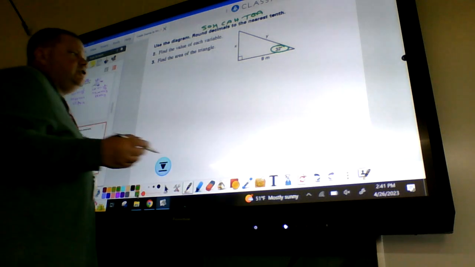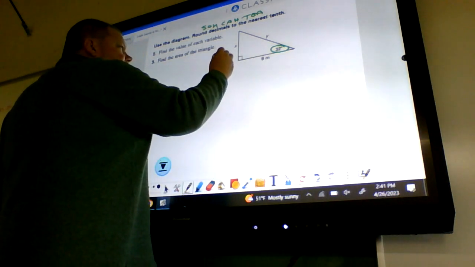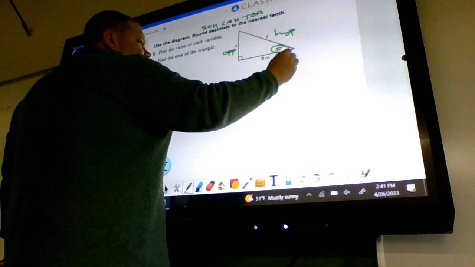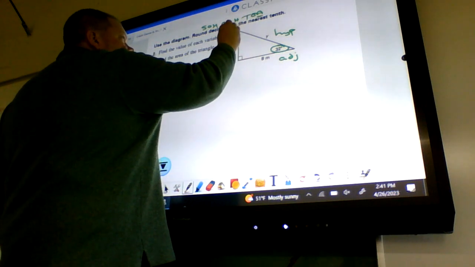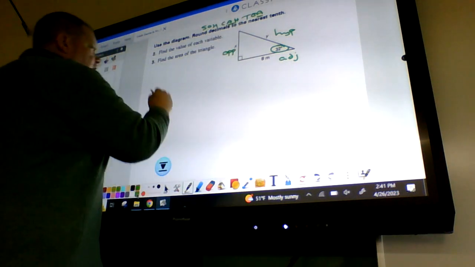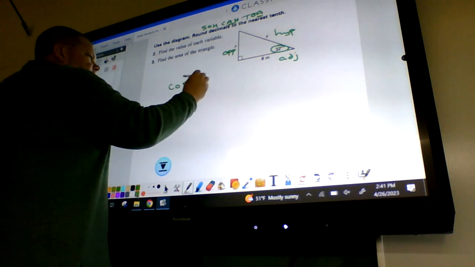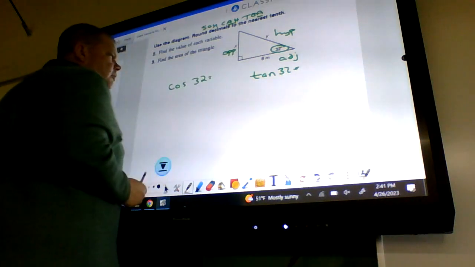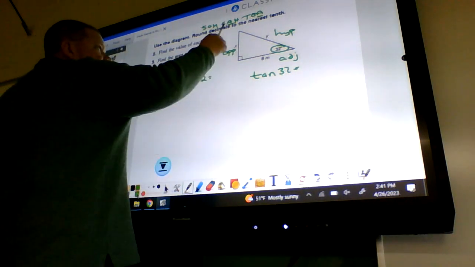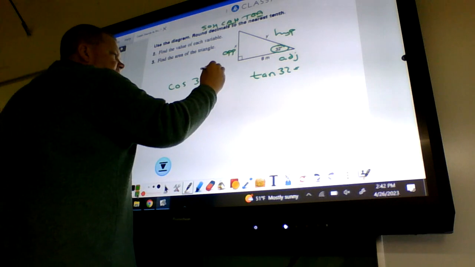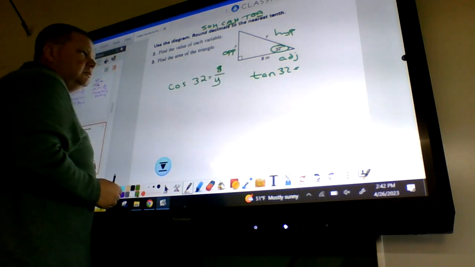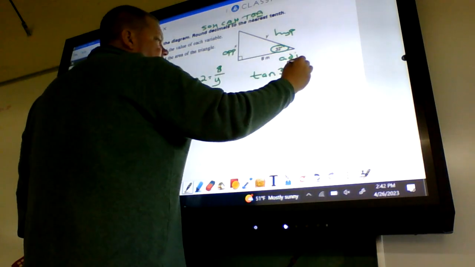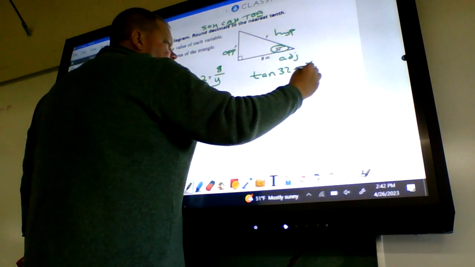All right, so for 32, I don't know my opposite. That's x. My hypotenuse is y, so I know the adjacent side. So I look at SOHCAHTOA, adjacent is in the tangent and the cosine. So I'm going to write down the cosine of 32. I'm going to write down the tangent of 32. And we're going to list those variables. For the cosine, I'm taking the adjacent over the hypotenuse. My adjacent side is 8. My hypotenuse is y. And for the tangent of 32, tangent is opposite over adjacent. So my opposite side is x. My adjacent side is 8.